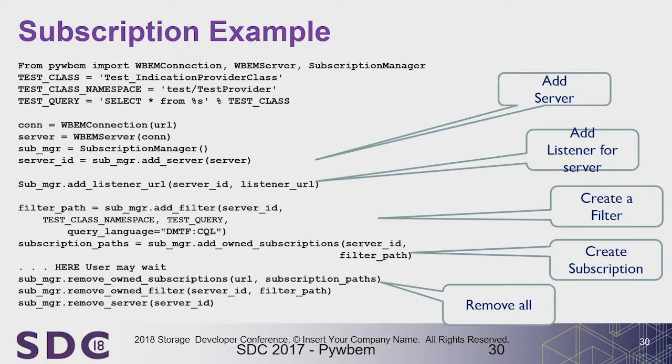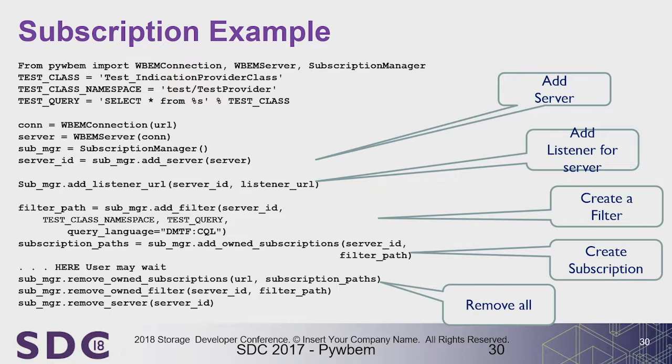Having spent a lot of time writing clients in C++, this is an example in PyWBEM of creating a complete set of subscriptions and then removing them. We didn't get any indications with this. We actually created the listener, but we didn't process any indications.